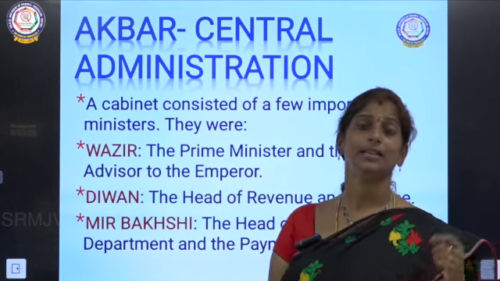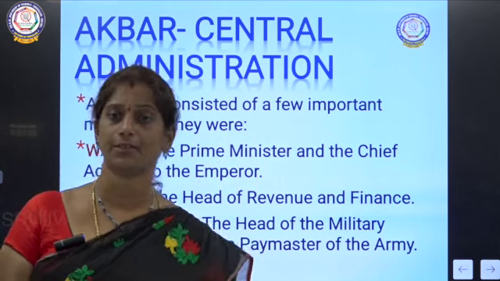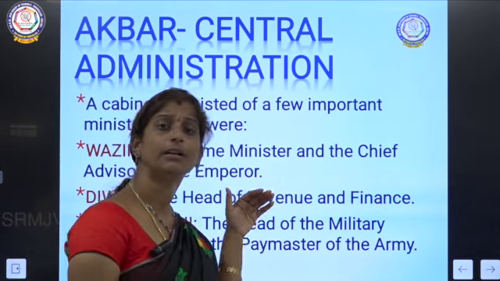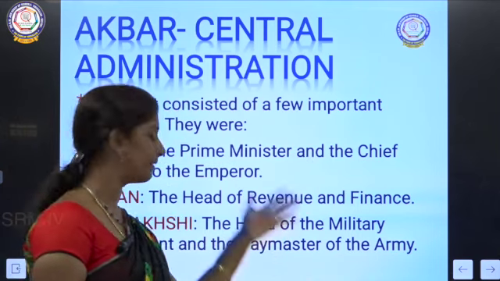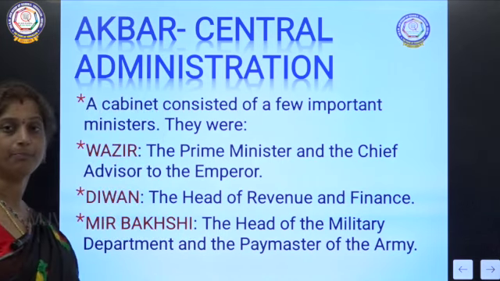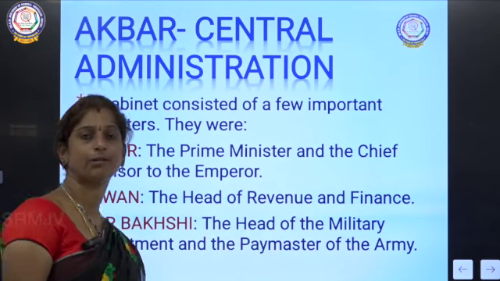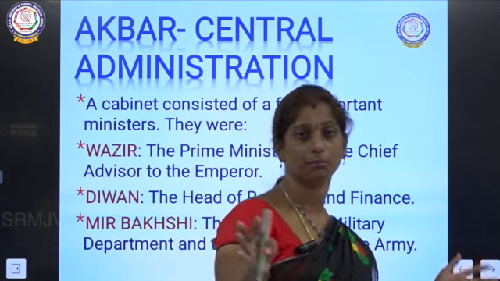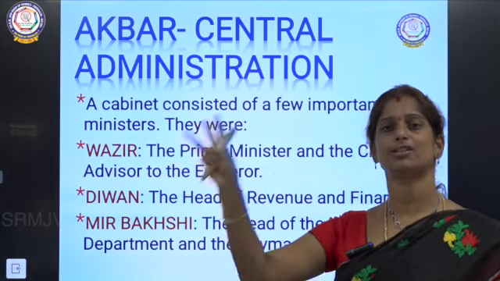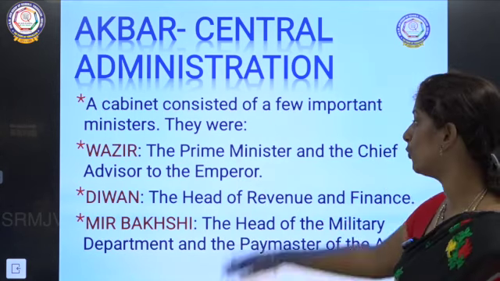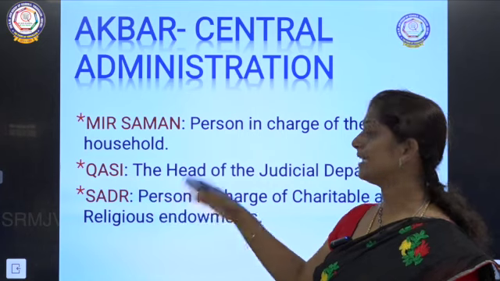Then comes Diwan. The word itself makes it clear that he is related to finance and revenue. He took control of the entire finance and revenue of the empire. Then the Mir Bakshi, the head of the military department and the paymaster of the army. He took care of the entire army, and anything related to the army was his responsibility. So Wazir, Diwan, Mir Bakshi, Mir Saman, Khasi, Sadr.